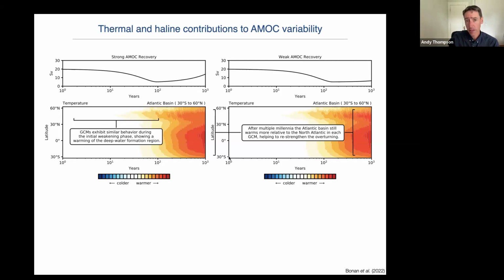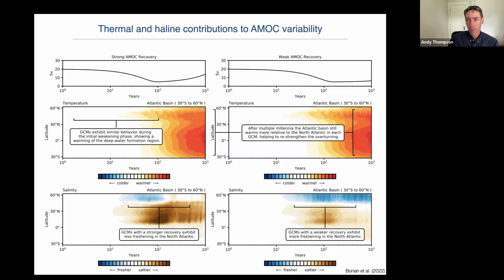But in both of these strong and weak recovery models, over long periods of time, you have a lot of low latitude warming. Part of that happens in the Atlantic. Some of this might happen in the Indo-Pacific and be transferred into the Atlantic. But that reestablishes this north-south density gradient that would act to intensify or allow the AMOC to recover.